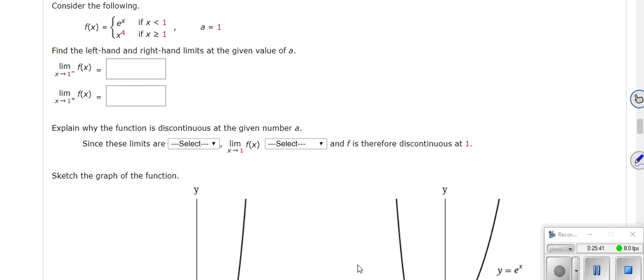Okay, so first of all, in my mind, I'm trying to think, what do these graphs look like? Well, first of all, the e to the x, if you remember, your e to the x is an exponential function. All exponential functions go through the point 0, 1. So this is an exponential function that looks kind of like that. That's e to the x.